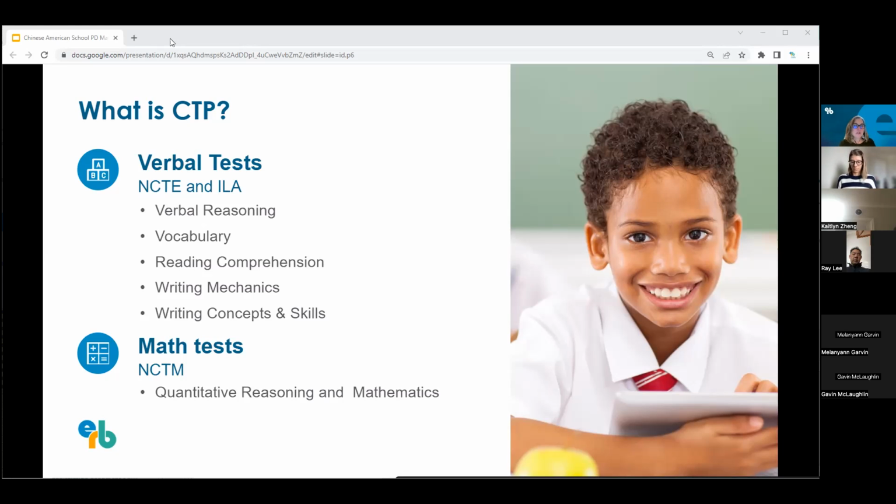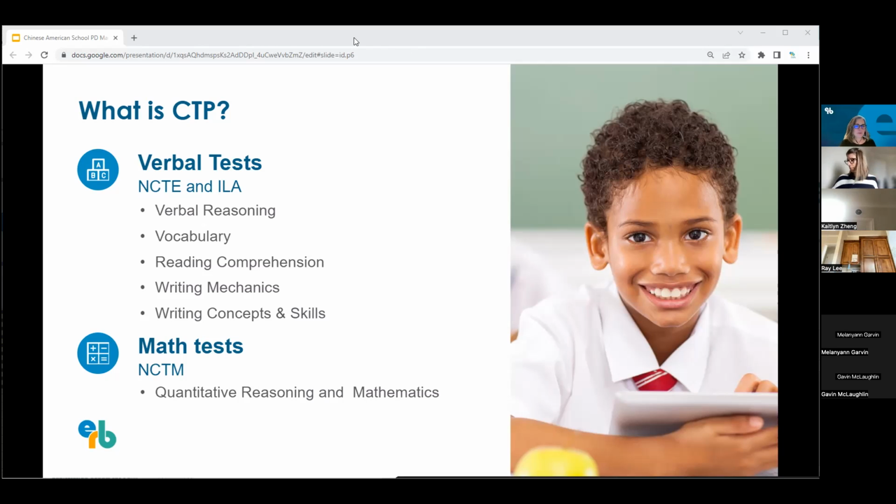In terms of standards, you can see some initials on there. For the verbal tests, we base our questions on the National Council of Teachers of English, that's the NCTE, and then the ILA, which is the International Literacy Association. In terms of our math subtests, we have the National Council of Teachers of Mathematics. And so those are the standards. We find that those work best for the independent school population that we serve, and that's what we draw from.